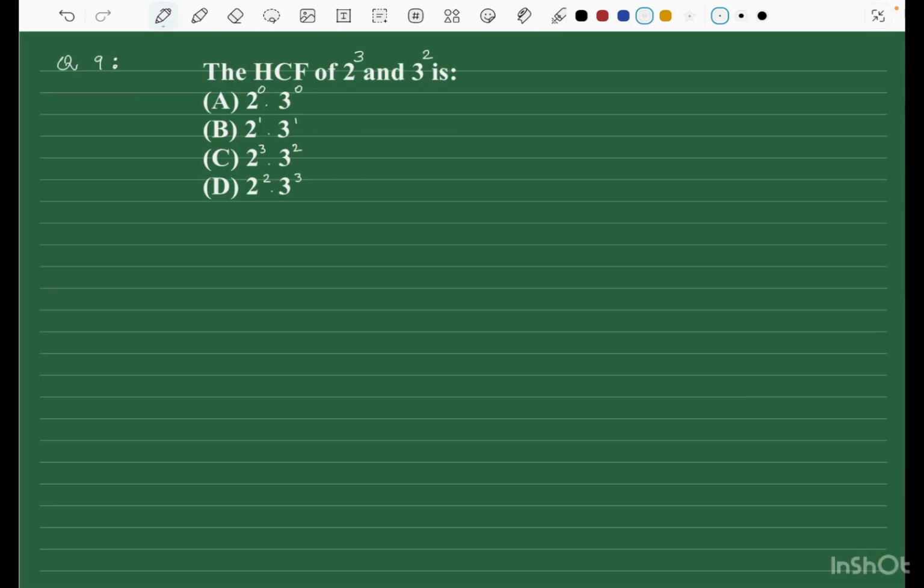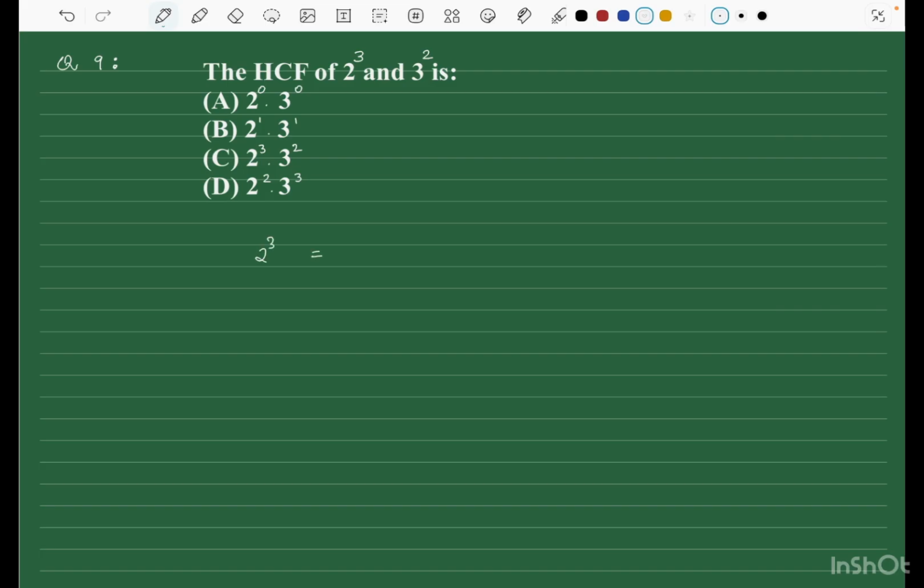Question number 9. The HCF of 2 raised to 3 and 3 raised to 2 is: option A, 2 raised to 0 into 3 raised to 0. Option B, 2 raised to 1 and 3 raised to 1. Option C, 2 raised to 3, 3 raised to 2. Option D, 2 raised to 2, 3 raised to 3. HCF of 2 raised to 3 and 3 raised to 2.